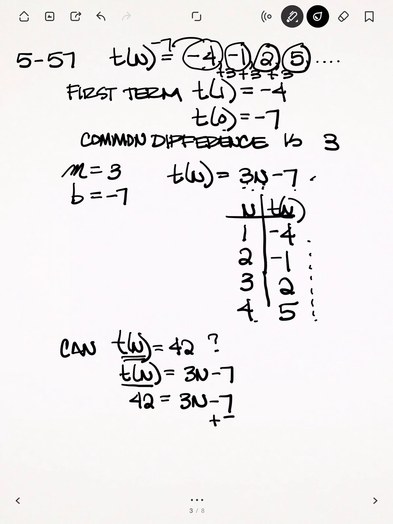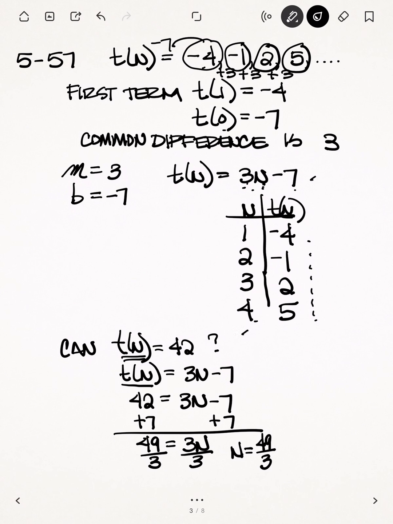I am going to add 7 to both sides, and I get 49 is equal to 3n. And when I divide by 3, does 3 divide into 49 evenly? No, I get a fraction or a decimal. Now, that's saying that n would have to be 49 over 3. I'd have to have 49 over 3 to get 42 over here. Is that possible? The answer would be no.